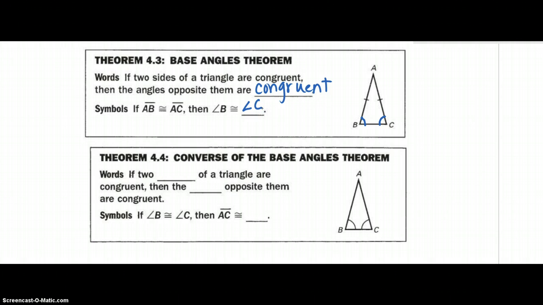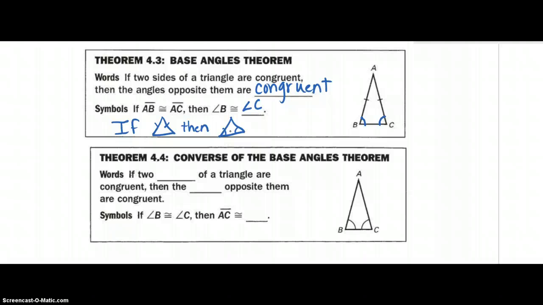Now when we get to proofs, you are going to have to state this. So I'm going to give you some symbols that are going to make this a little bit easier. Okay? So if the legs are congruent, then the base angles are congruent. So on your homework or on a test or a quiz, if it says to explain your answer, that would be a good explanation.